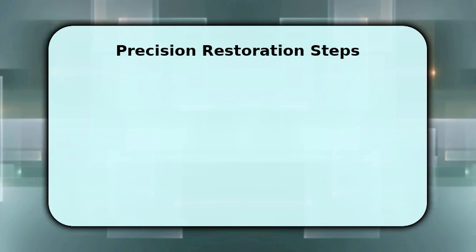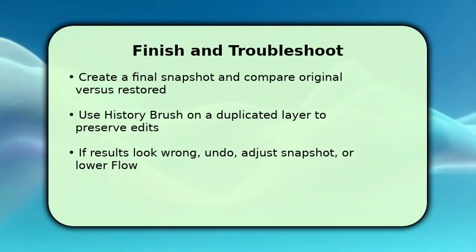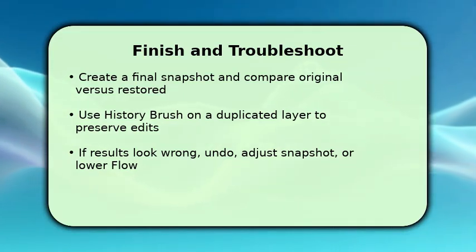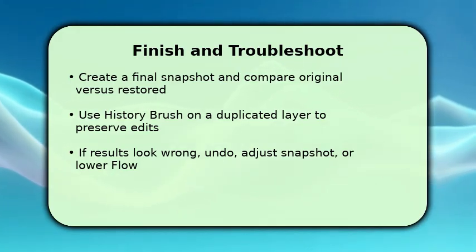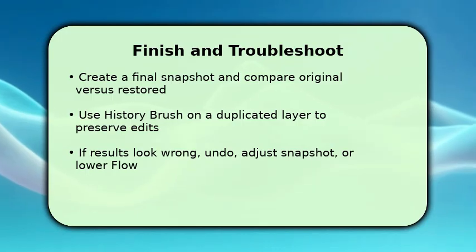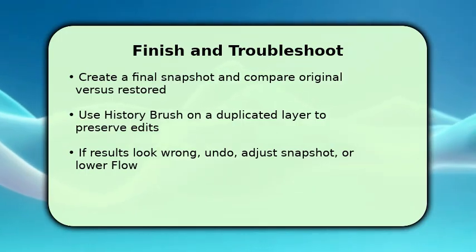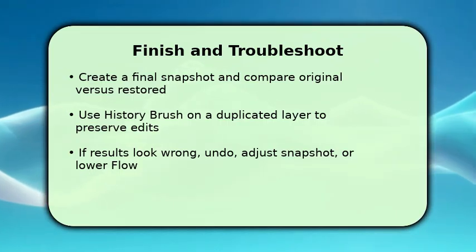You finish by creating a final snapshot to compare before and after. Make small adjustments rather than large rewrites. If you want non-destructive work, apply the history brush on a duplicated layer and use masks to reveal corrections selectively. Make sure to zoom out and check overall contrast and color balance, then flatten or export when satisfied.